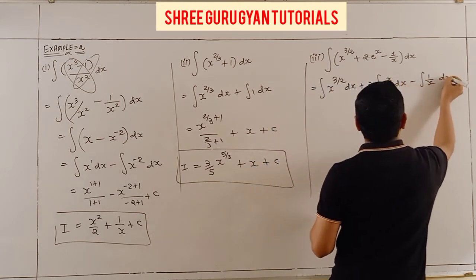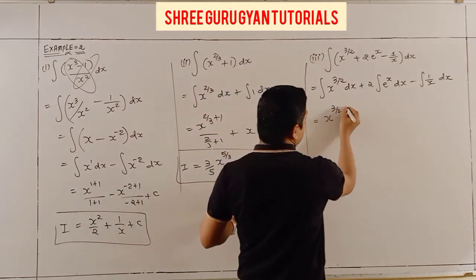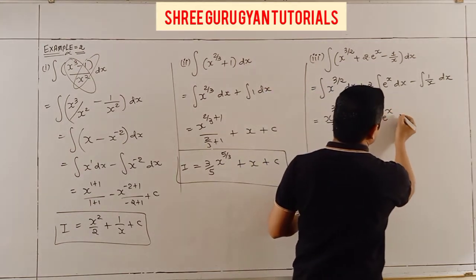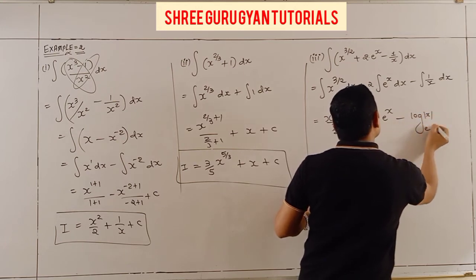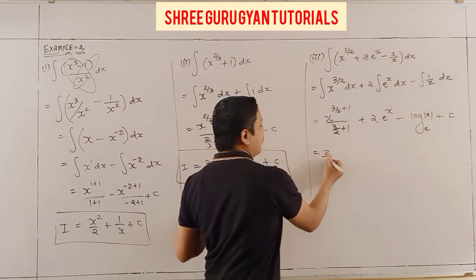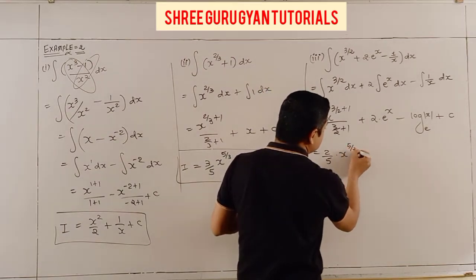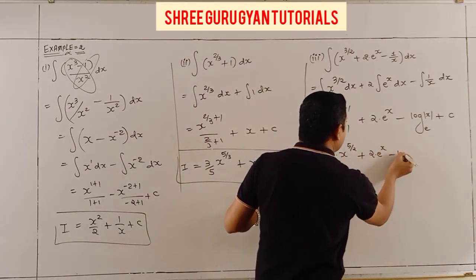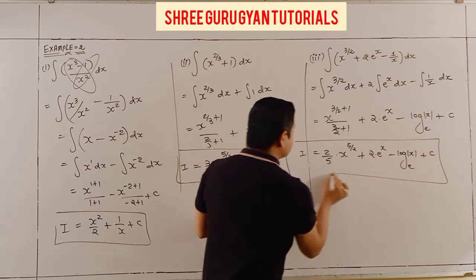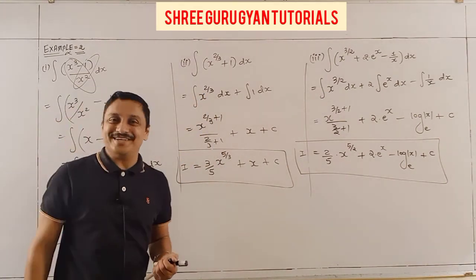1 upon x dx as it is. So again, same principle, x to the power 3 by 2 plus 1 plus 1, e raised to, and that is log of modulus x. Easy. So you create your answer: 2 by 5, 2 plus 3, 5 by 2, and here x raised to 5 by 2 plus 2 e raised to x and log of modulus x base e plus c. That's to create a very simple understanding of our example number 2 here, students.